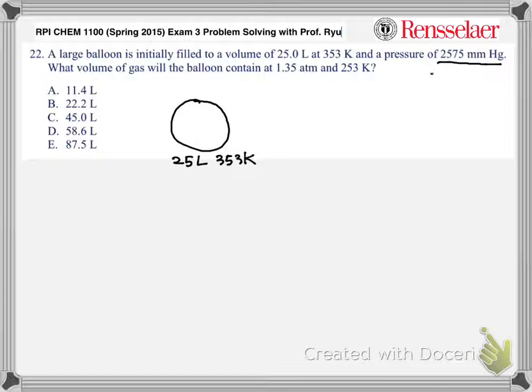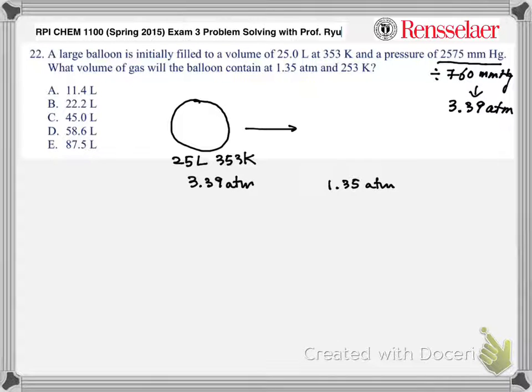So divide this one by 760 mmHg. That will make me 3.39 ATM. So I just like this ATM as a pressure. So I know my volume and the pressure, which is 3.39 ATM. And then now you change into the different pressure, 1.35 ATM, and the temperature is 253 Kelvin, and they want to know what is my volume. Okay, so let's say what is my volume for that.